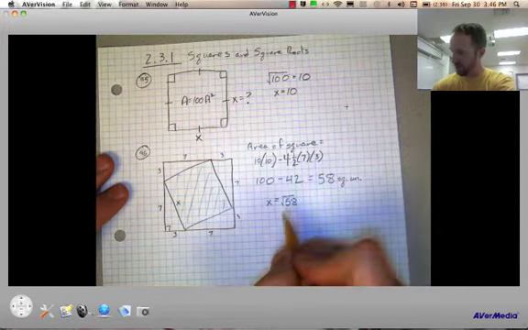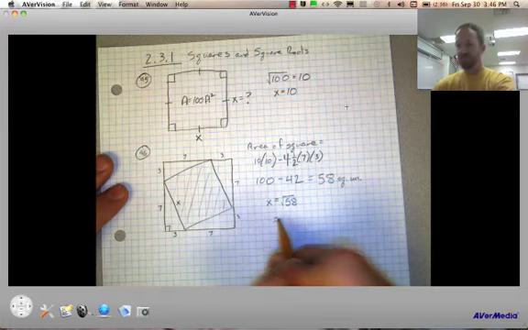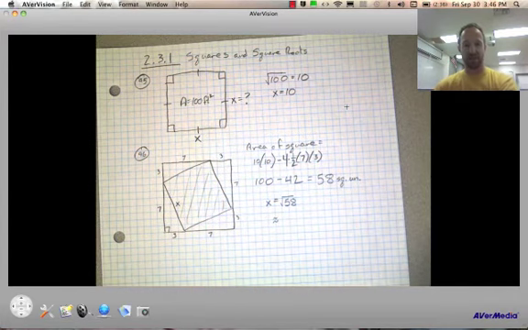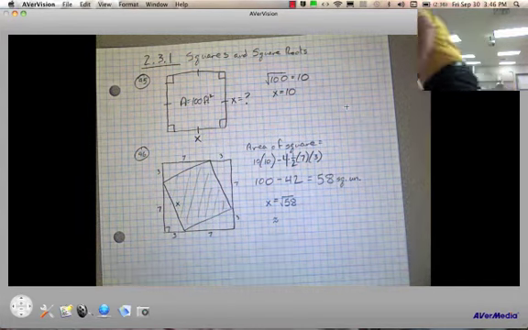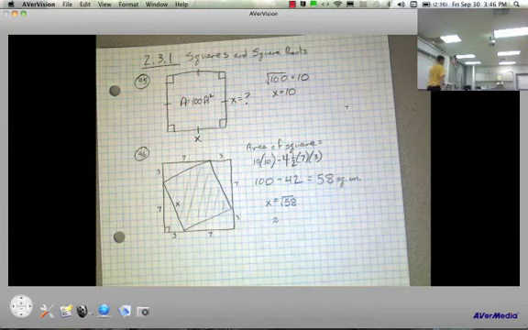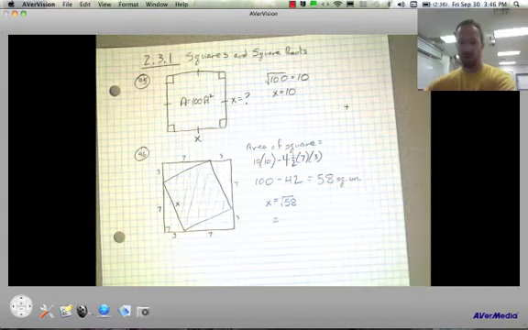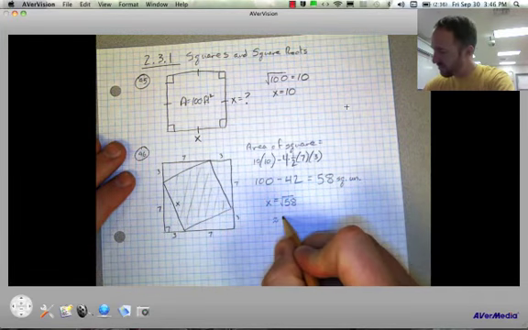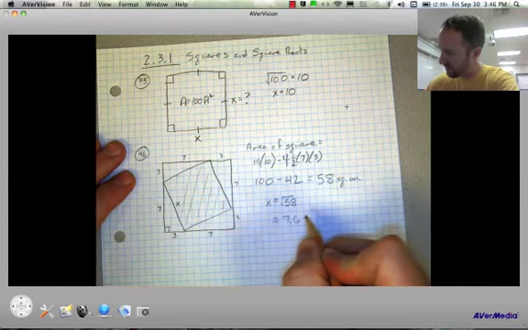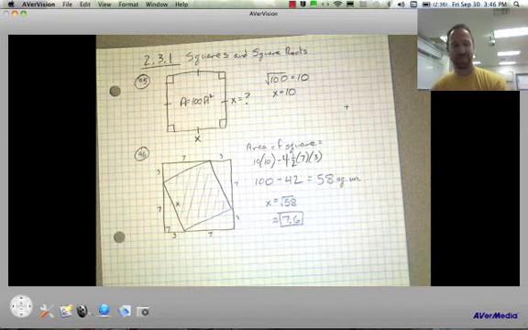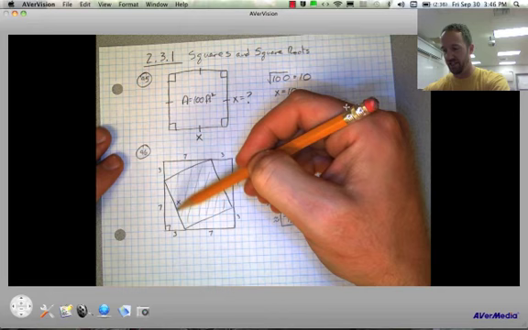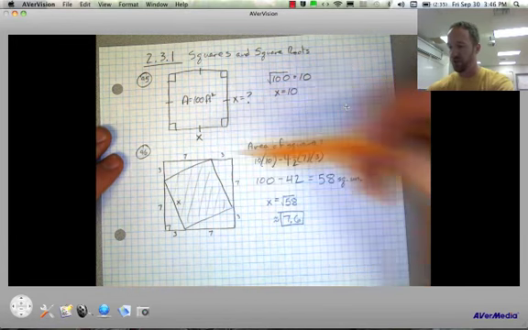And the square root of 58, you have to get out your calculator to do that. Square root of 58 is about 7.6. And there we go. We can find the length of that longest side in a right triangle using this process.